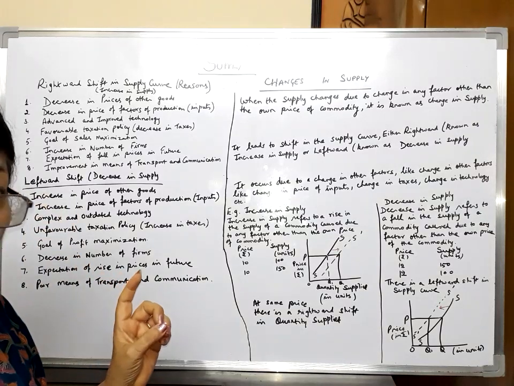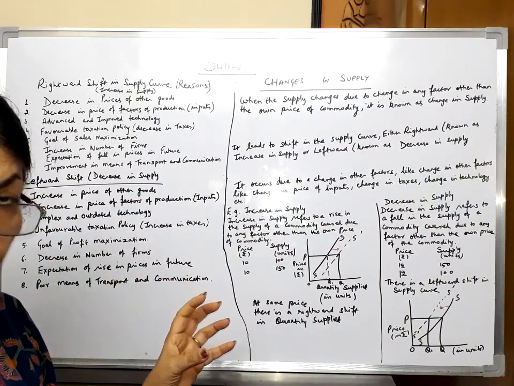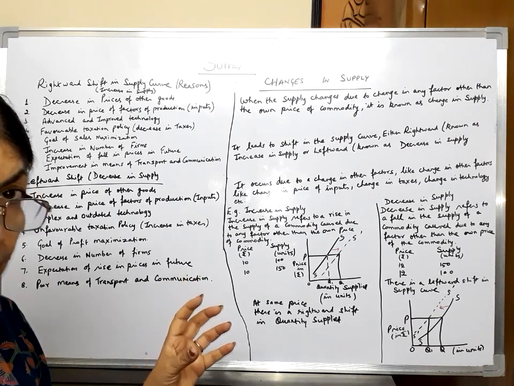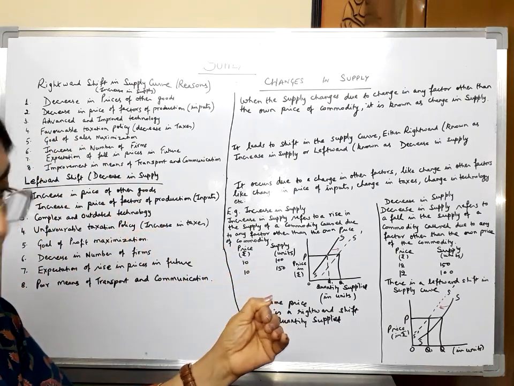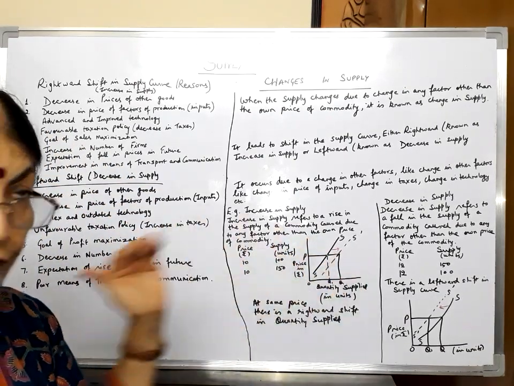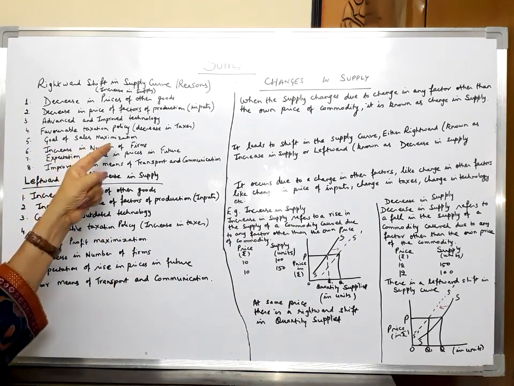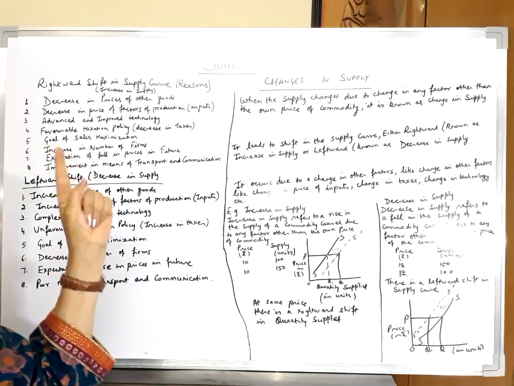If the government wants that particular product to be produced in a larger quantity, the government normally reduces the tax rate on that commodity, resulting in the producer producing more of the commodity or a rightward shift of the supply curve. Next factor, goals of the firm or goal of sales maximization.